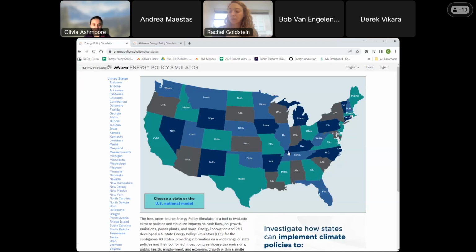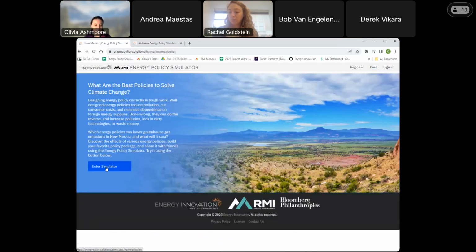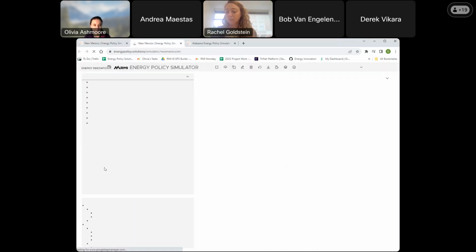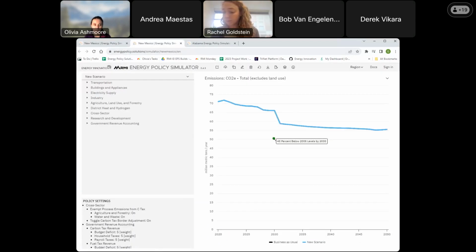I'm now just gonna flip back to the state landing page and enter one of the state models, which you can do by clicking on the map here. So we can check out New Mexico. You're going to click this enter simulator button. And this will bring you to the state landing page, which includes a business as usual scenario line, and then a greenhouse gas reduction target if the state has one. We can see that this runs through 2050. It's an annual time step, as Rachel had said. And then the y-axis will vary based on the graph, but in this case is a million metric tons CO2 per year.